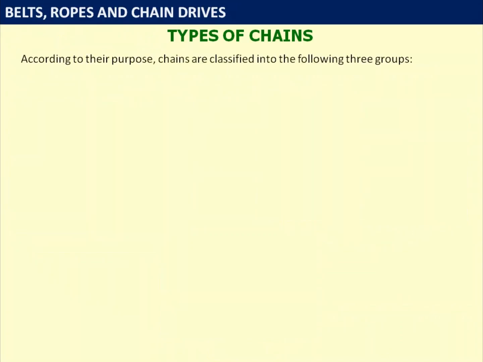Now let us see types of chains. According to their purpose, chains are classified into the following three groups. First, load lifting chains. Second, hauling chains. And third one, power transmission chains.